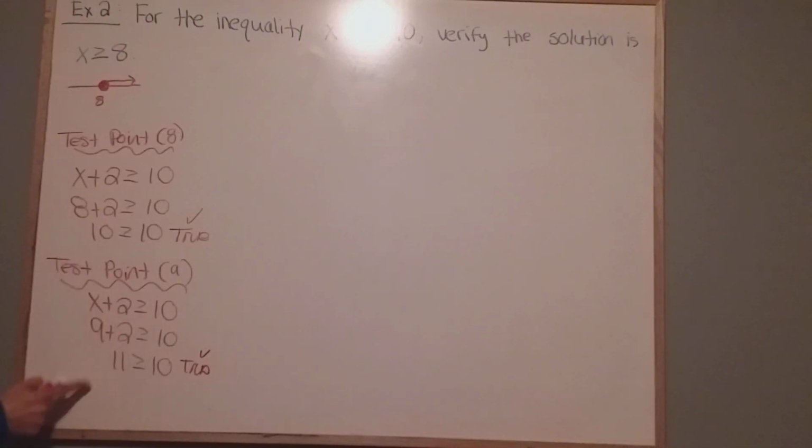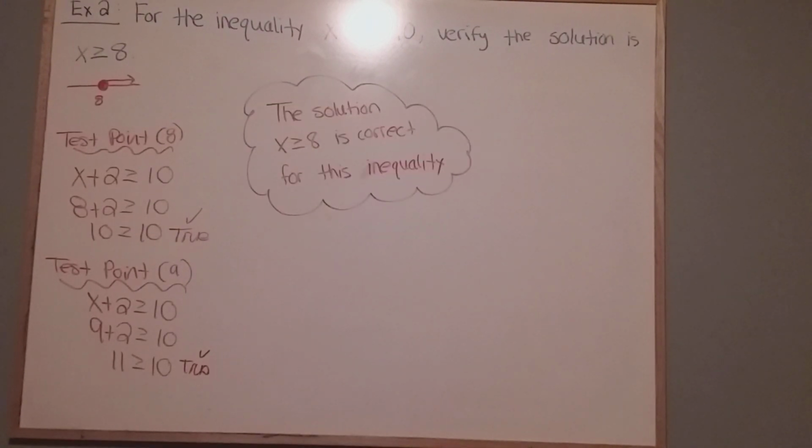Because both of these work, that means x greater than or equal to 8 is a solution for this inequality. If only one of these worked, then it would not be a solution. So I can summarize my answer as: the solution x greater than or equal to 8 is correct for this inequality.